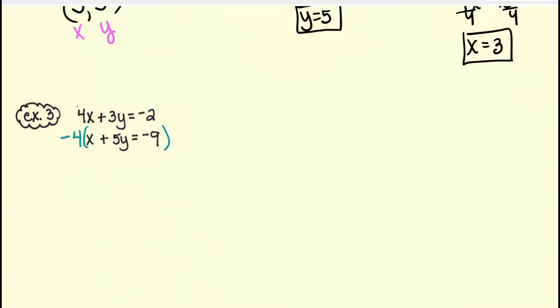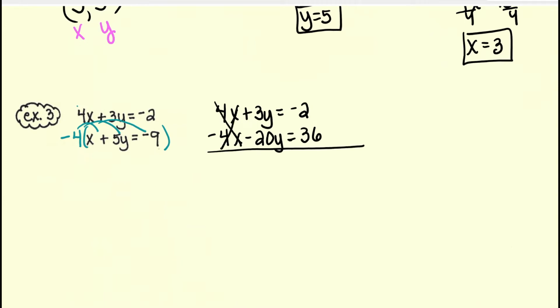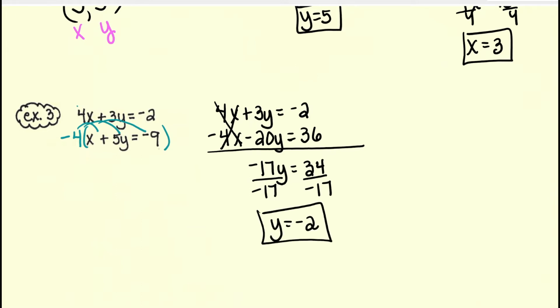So I'm going to copy the top equation just like it is, so bring it over identical. This bottom equation, you're going to take that negative and distribute it through to every term. So that's negative 4x, negative 20y, and a positive 36. The x's cancel, and so I get negative 17y is equal to 34. Divide by negative 17, y is equal to negative 2.